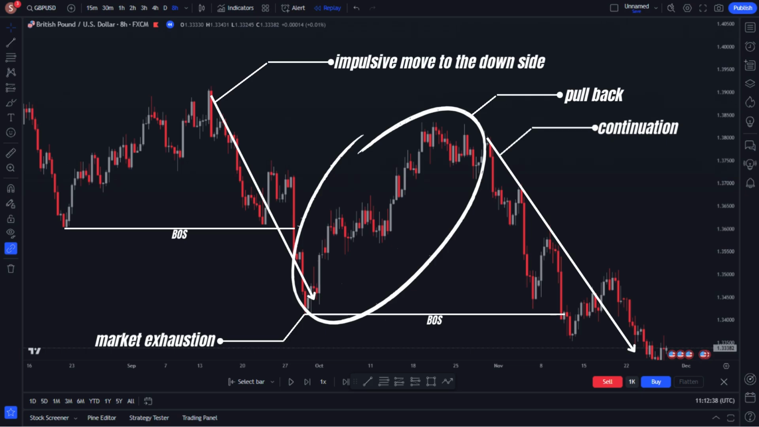Most traders are familiar with this basic anatomy of the market but often don't know how to effectively capitalize on these phases. That's exactly what I'm going to teach you in this video. What I'm about to share with you is very important, so stay until the end and make sure you understand the concepts.